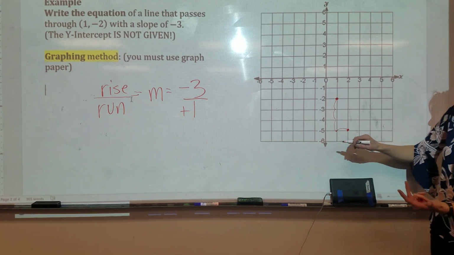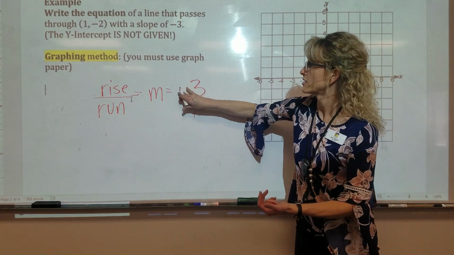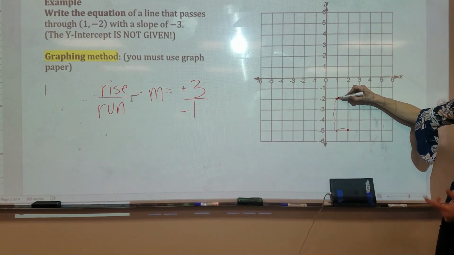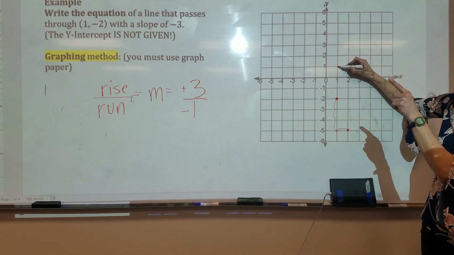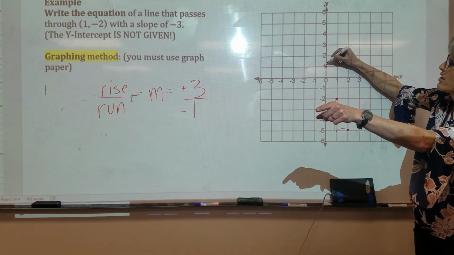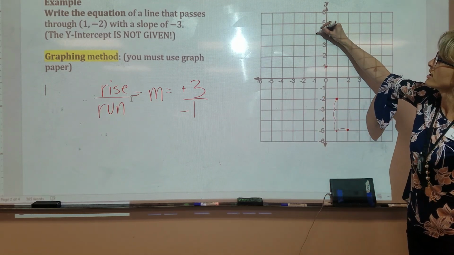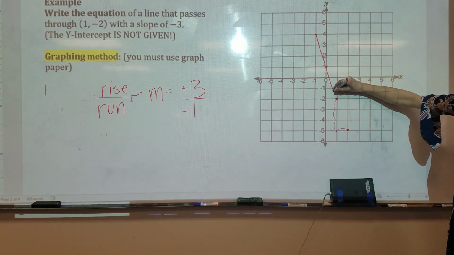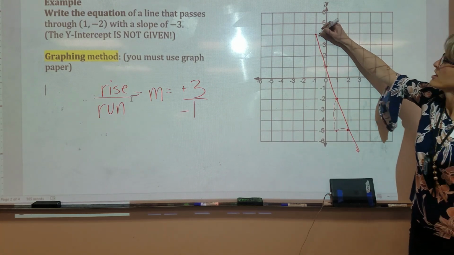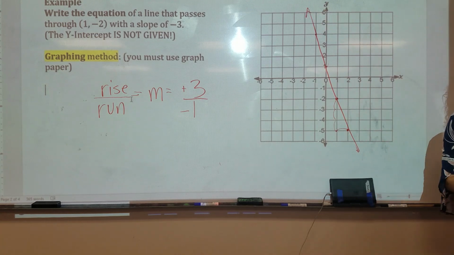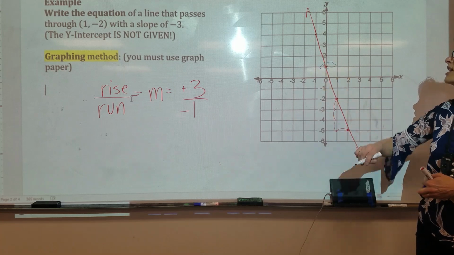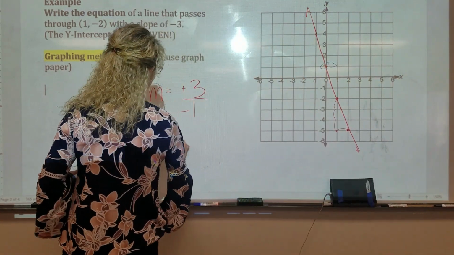So can I reverse that and do positive, negative? Let's try it. Rise 3, 1, 2, 3, run -1. Hey, look, it stays that same pattern. 3, 1, 3, 1, 3, 1. And I missed. But where's my y-intercept? Spencer? At 1. There it is. So b equals 1.